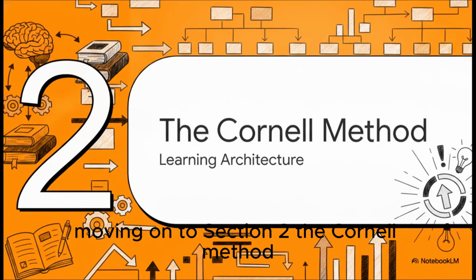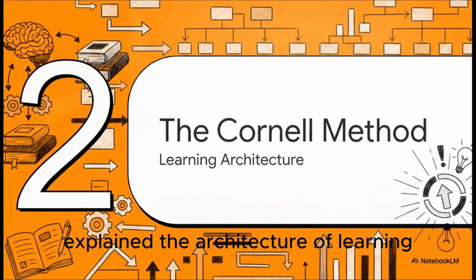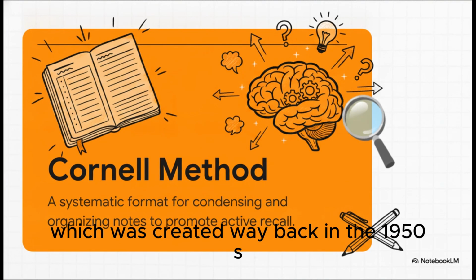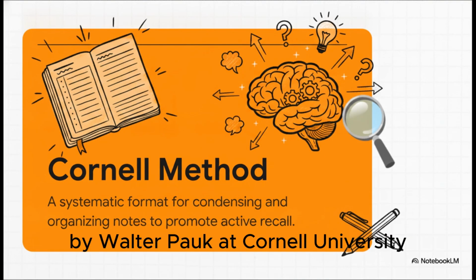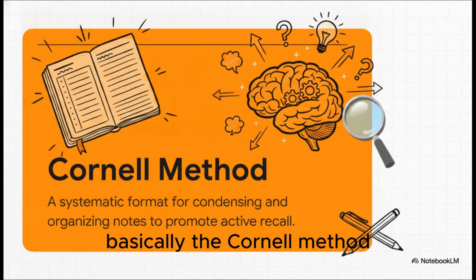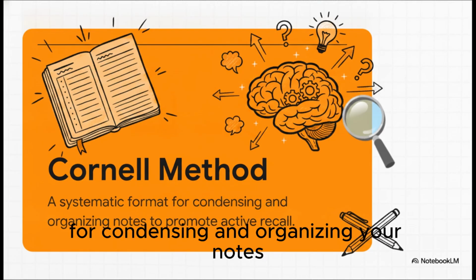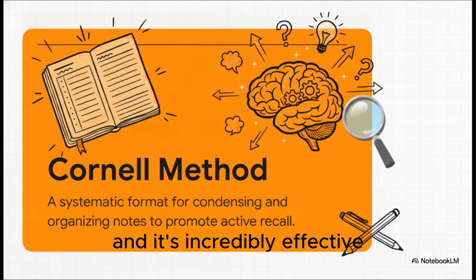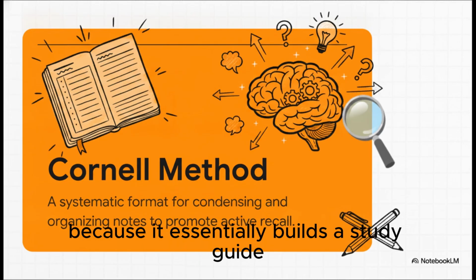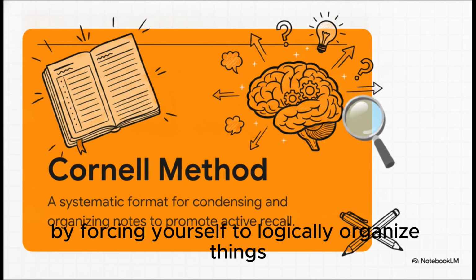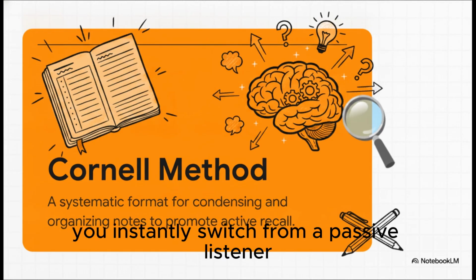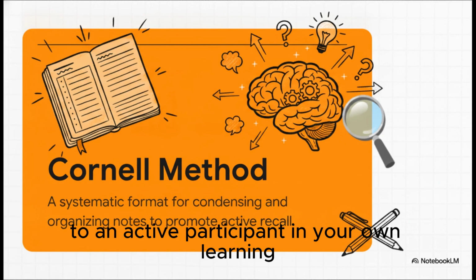Moving on to Section 2, the Cornell method explained, the architecture of learning. Okay, let's dive into the actual solution, which was created way back in the 1950s by Walter Pauk at Cornell University. Basically, the Cornell method is a systematic format for condensing and organizing your notes. It uses this highly efficient 2-column paper layout to promote active recall, and it's incredibly effective because it essentially builds a study guide directly into your initial notes. By forcing yourself to logically organize things the second your pen hits the paper, you instantly switch from a passive listener to an active participant in your own learning.